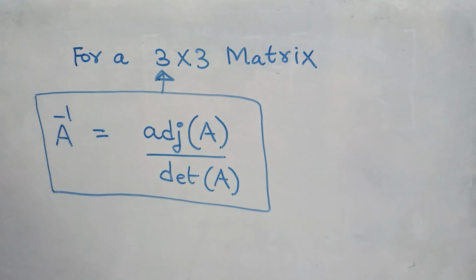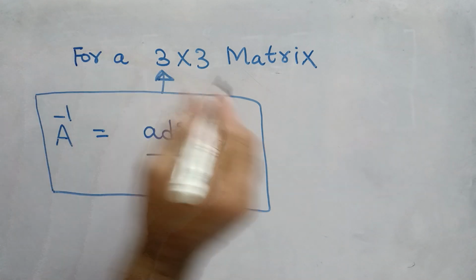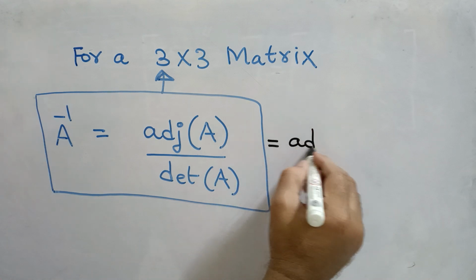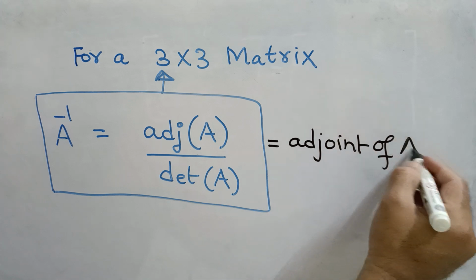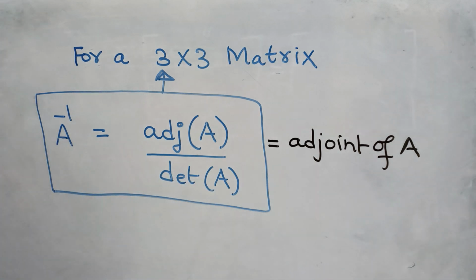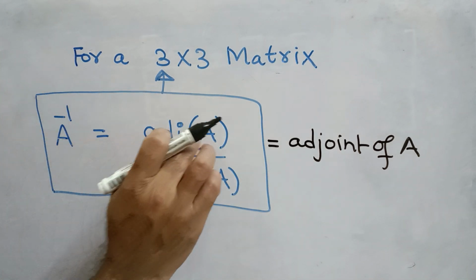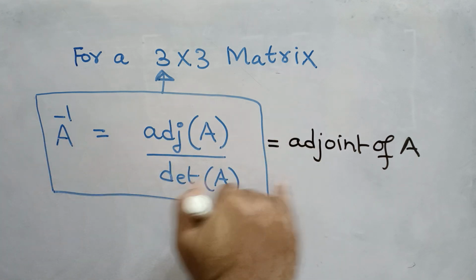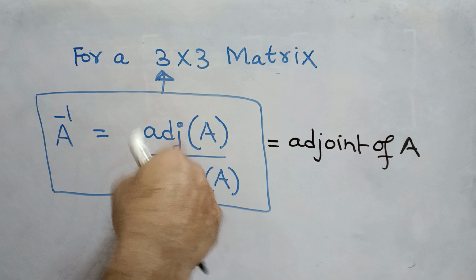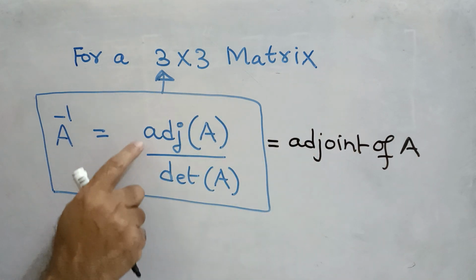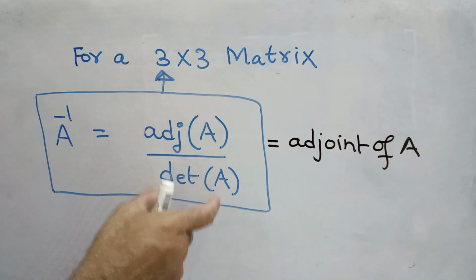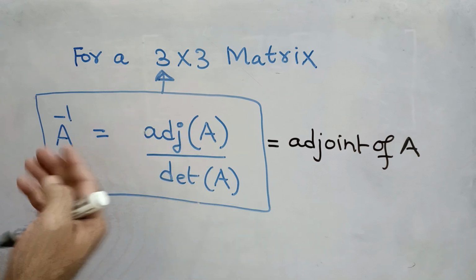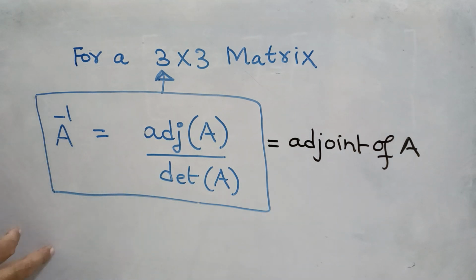Adjoint A, ADJ, is nothing but the adjoint of matrix A, and this is called the determinant of A. So A is any given matrix. It is a 3 by 3 matrix, which means it has 3 rows and 3 columns, so in total you have 9 elements. For that matrix, we have to find out adjoint A, then determinant of A, then adjoint A by determinant of A. If you substitute those values, your answer will be very simple, and A inverse will be obtained.